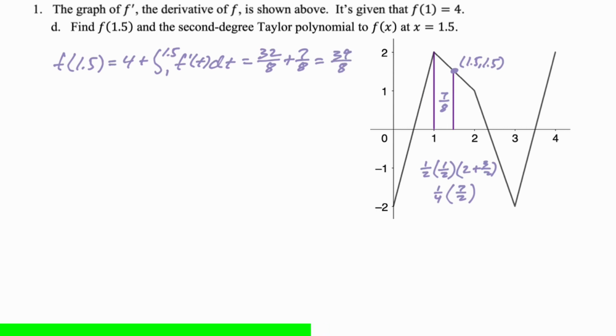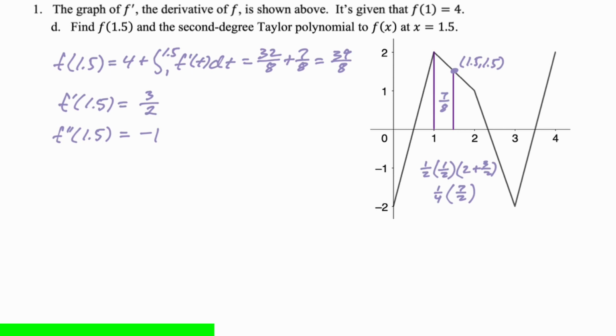We need f prime of 1.5, but if you just look at the graph, you can see that the slope there, or rather, that's the value, not the slope, right? Because it's the graph of f prime. You gotta watch out for that. Usually I label those. I didn't do it here. F prime of 1.5 is definitely 1.5. F double prime is the slope of this graph, and the slope of this graph is negative 1.